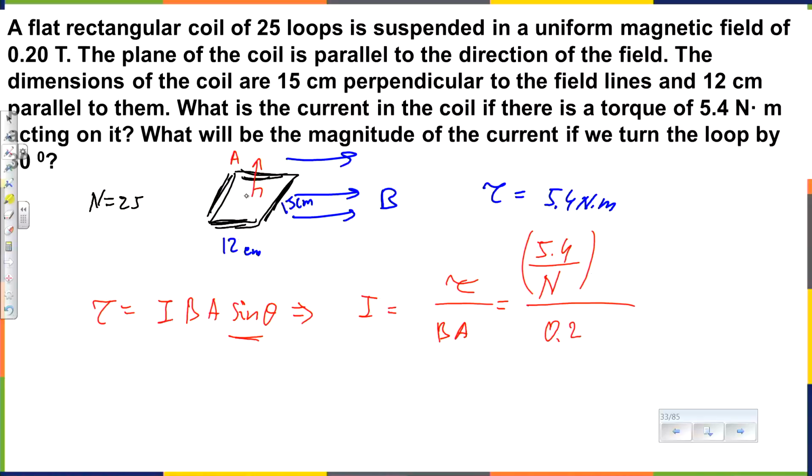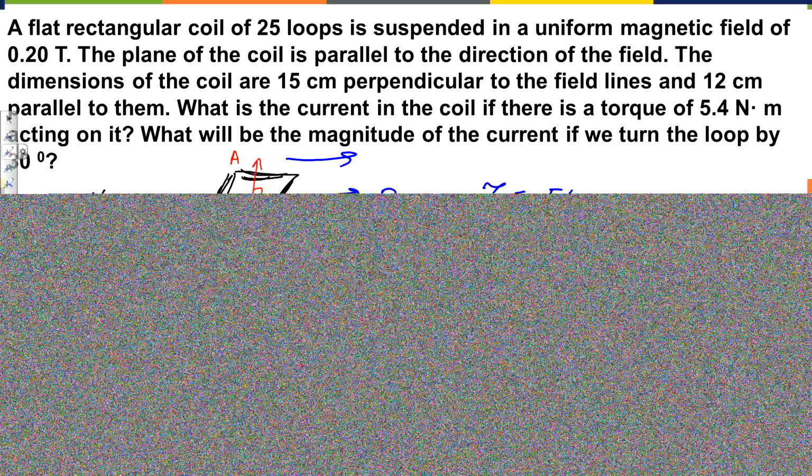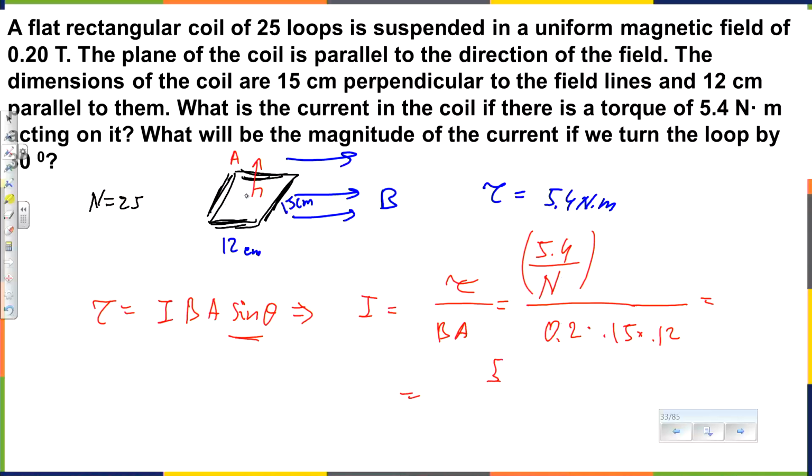strength, which is 0.2. And now area. The only tricky thing about area is we need to use meters. So 0.15 times 0.12. 5.4 actually, 25, 0.2, 0.15, 0.12. So the bottom point is decimal point, the middle point is multiplication.